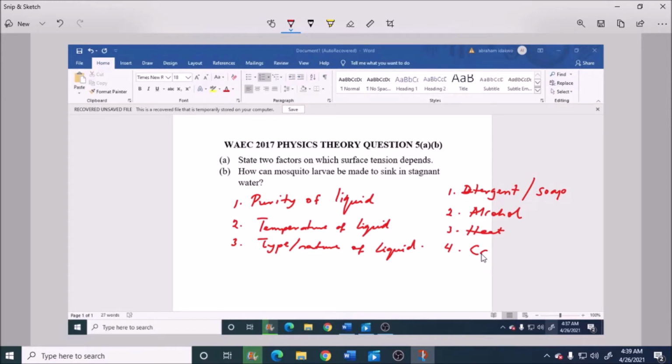All right, so all these items can make a mosquito larva to sink in stagnant water.